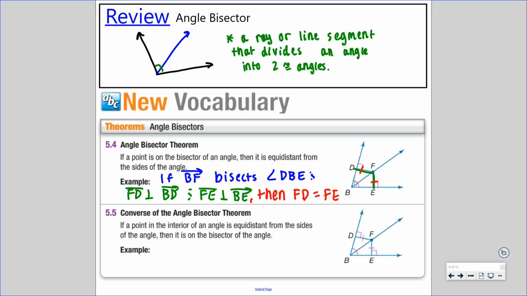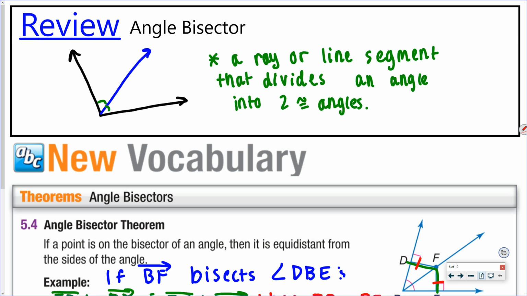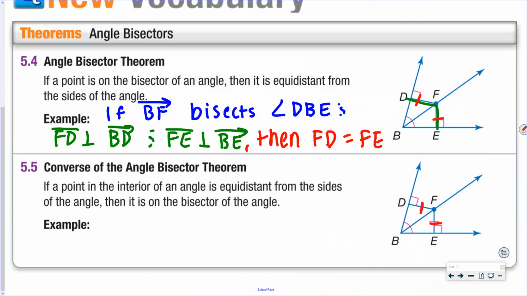So the converse of this one also holds true. If you know this point is equidistant from the two sides, and it's looking at the shortest distance, the perpendicular distance, then we know that point has to be on the angle bisector. So then we know that that ray does indeed bisect the angle.